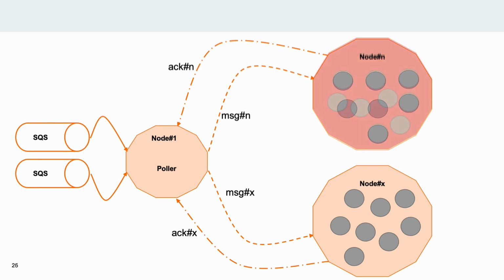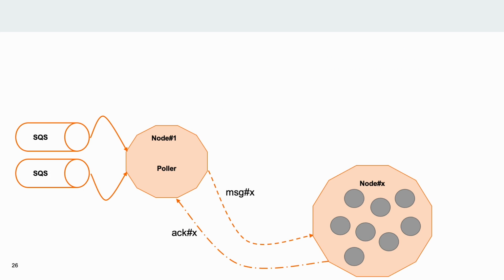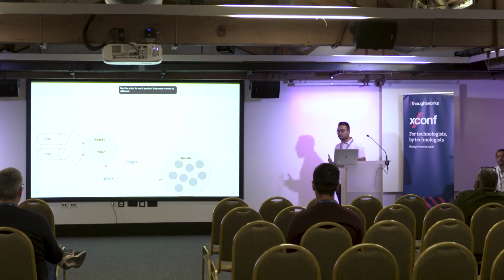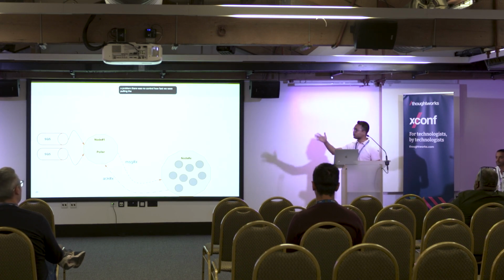That created a lot of entity actors on the nodes. And some of the nodes just died because they went out of memory. And when the node died, the actor for each product were moved to a different node, and then this process continued. So this was a problem. There was no control how fast we were polling the message. Our consumer, the shards, were really slow compared to Polars.